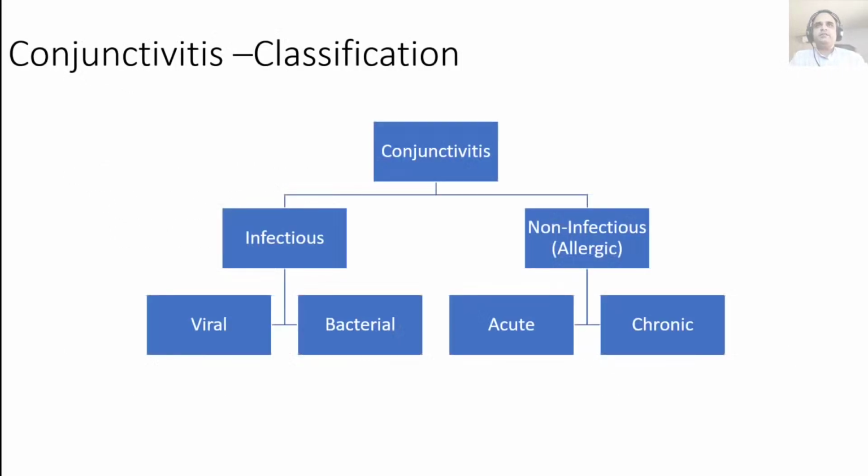So this is how conjunctivitis is classified: into infectious and non-infectious types. At an undergraduate level, the infectious types we do are viral and bacterial, and they are the most predominant types. And the non-infectious type that is really important is the allergic variety, or allergic conjunctivitis.